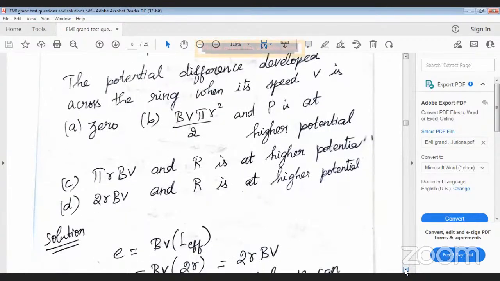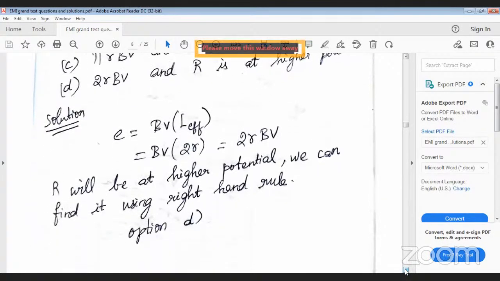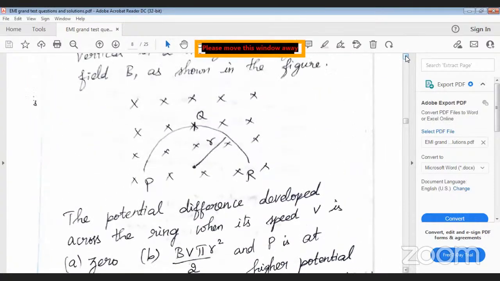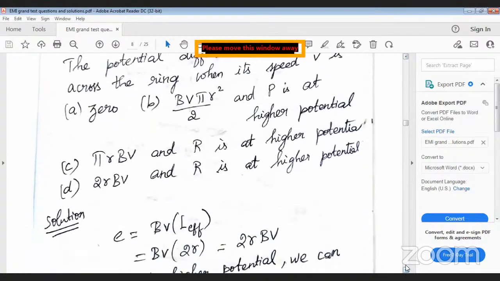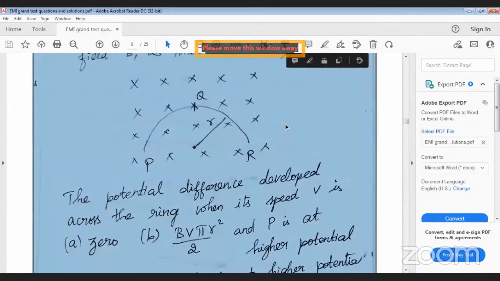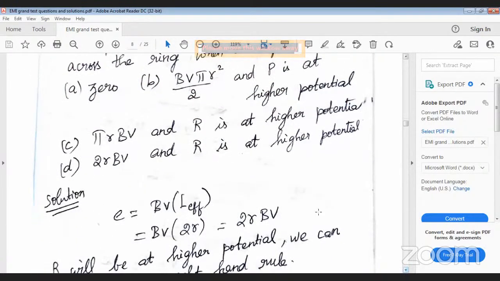You need to find out the correct option, and we need to find out the EMF. So EMF E equals BLV. You know very well BLV. Here L is nothing but the effective length. The total effective length of this semicircular ring is 2 times the radius, that is the diameter. So B into 2R into V. This is the value of the induced EMF.